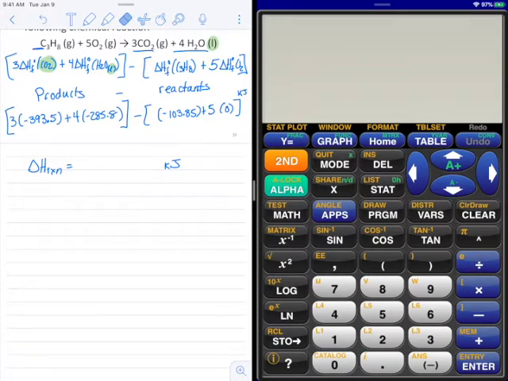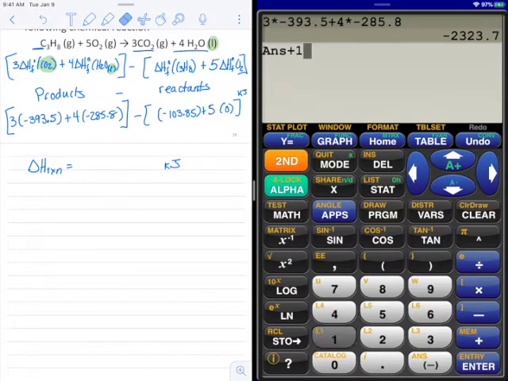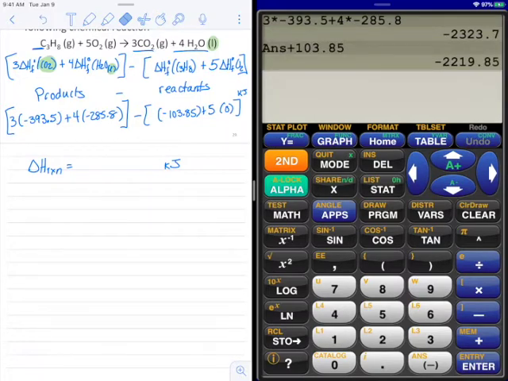All right, so it looks like we've got 3 times negative 393.5 plus 4 times negative 285.8. So that's the first part. And then minus a negative becomes a positive. And then 103.85. And looks like I'm getting negative 2,219 or 2,220. So I'm getting something similar. How about the rest of you? What are you getting?